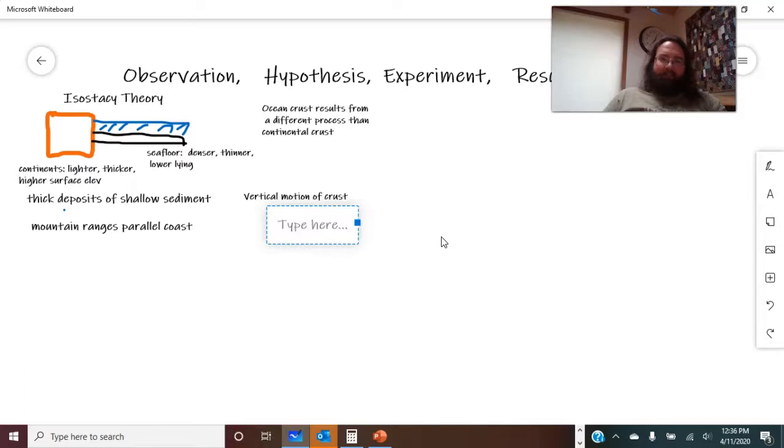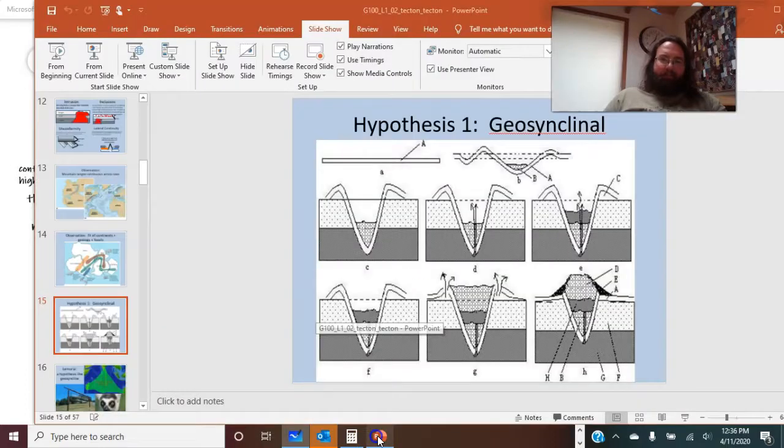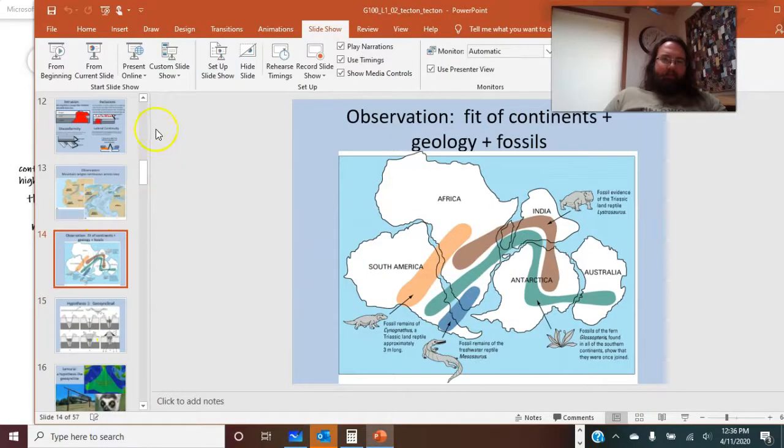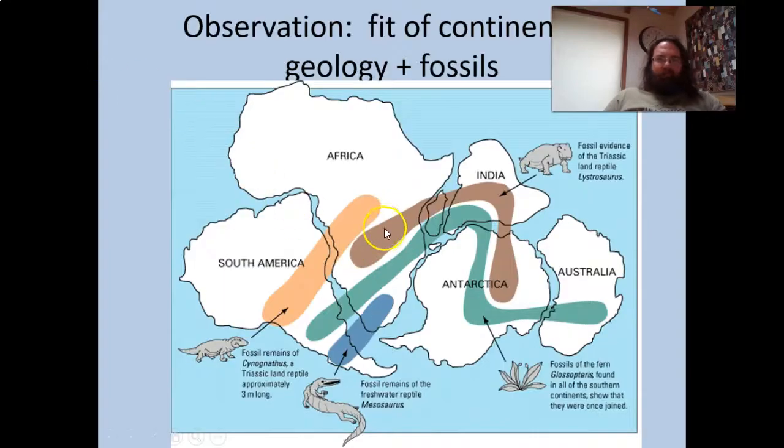Presence of life on continents widely separated. We have presence of fossil life on continents that are now separated by vast oceans. For example, we see all these different life forms from a long time ago that clearly don't look like they can swim very well, that are present on multiple continents that are now separated by vast oceans.